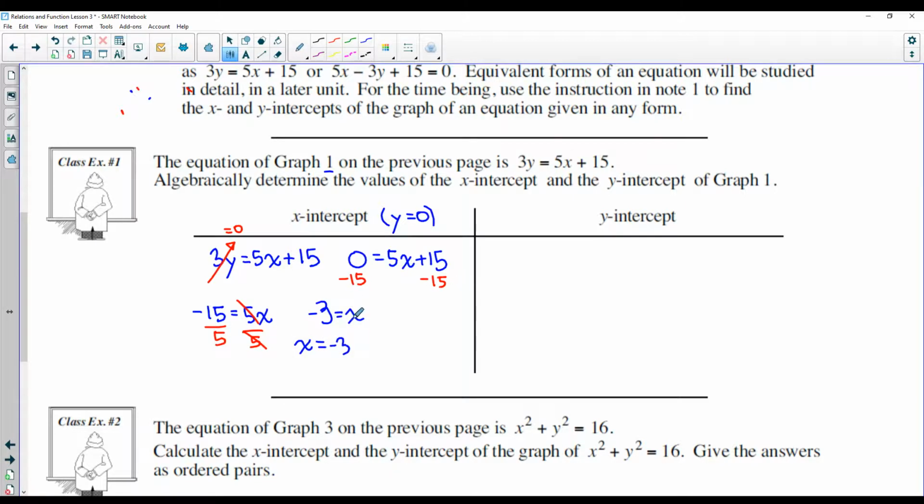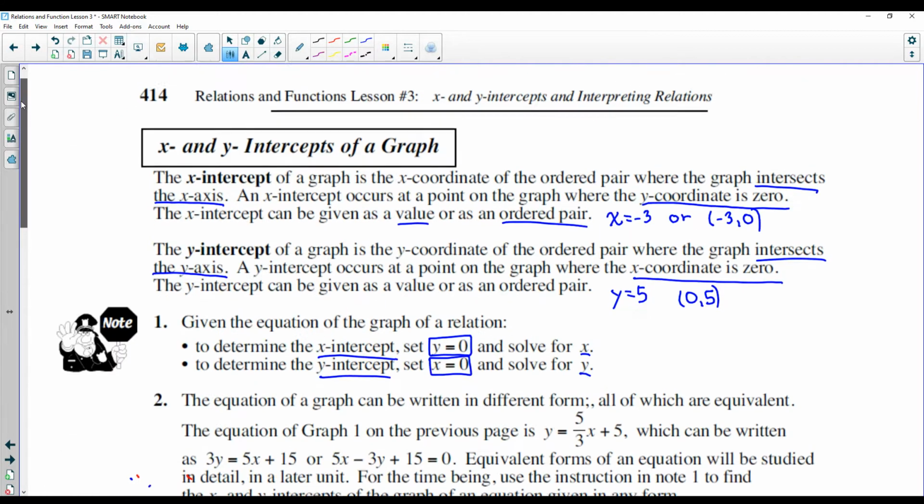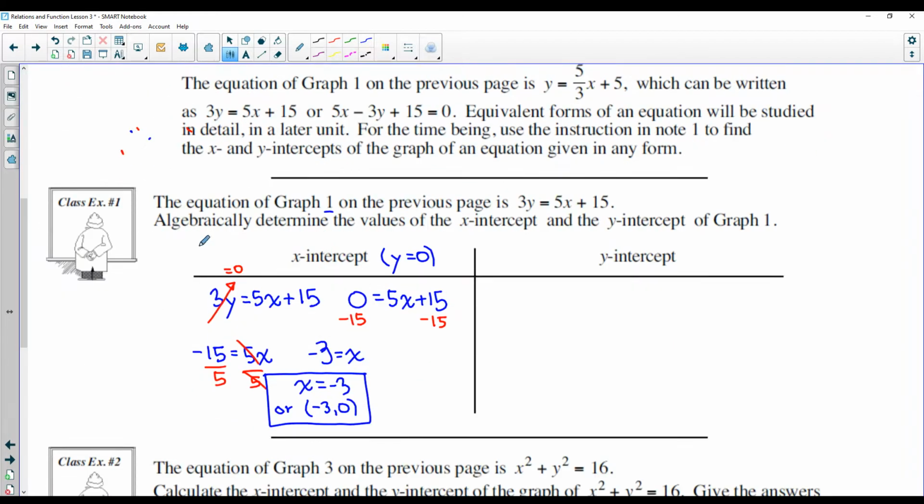Or if you wanted to write it down as an ordered pair, you could write the x-intercept as being negative 3, 0. So either is fine in terms of how you write down the x-intercept. I think that's the value we had up here. Yeah, we said the x-intercept is x equals negative 3.